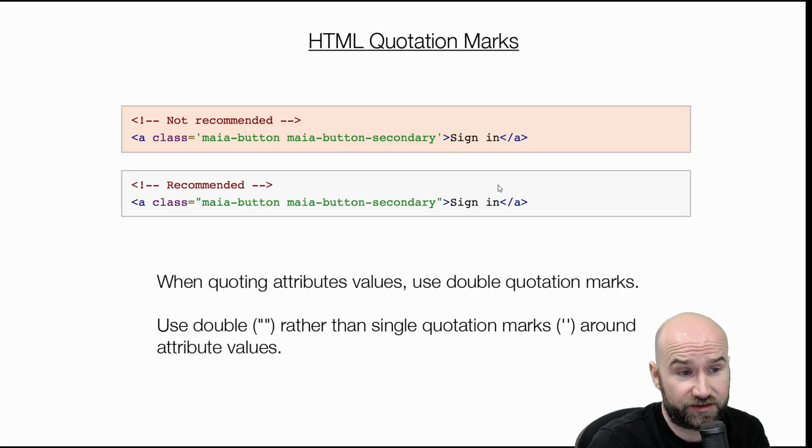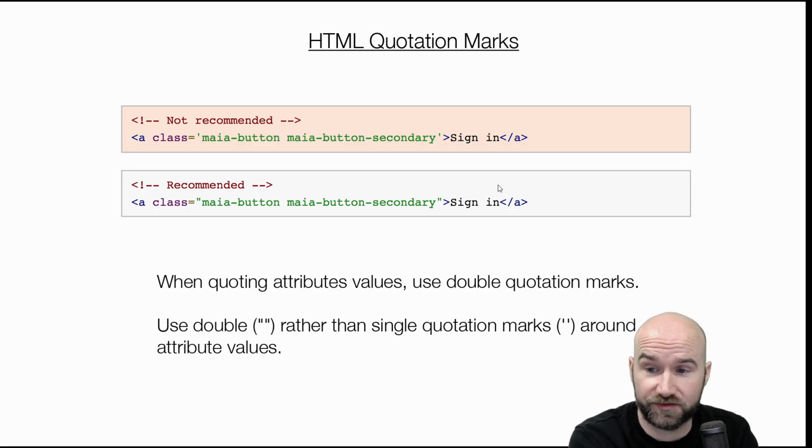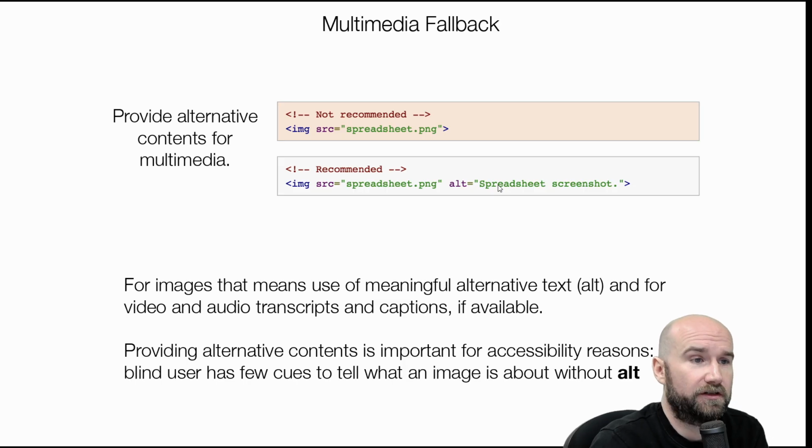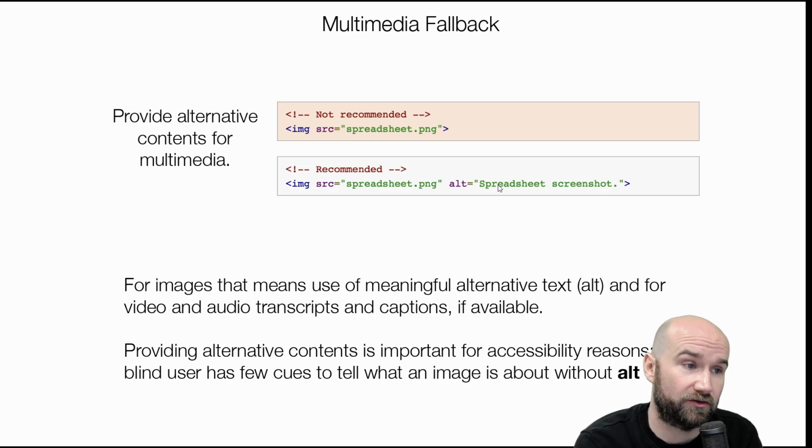Quotation marks: always use double quotation marks. Just don't use the single quotes around attribute values, specifically. And always have your alternative content for multimedia. So always have your alternative text, say, for an image. And this can really help for things like screen readers, for accessibility. So you're always thinking about the accessibility.